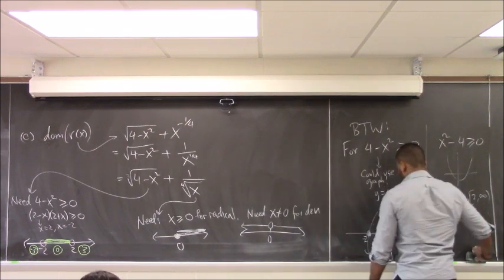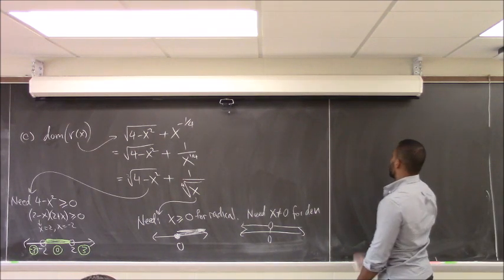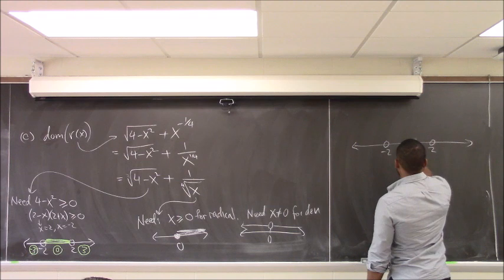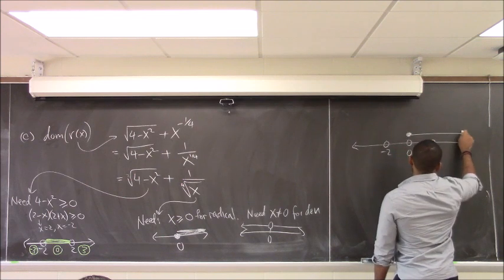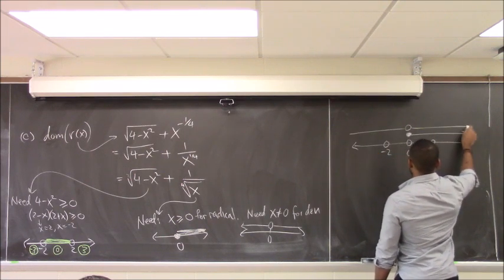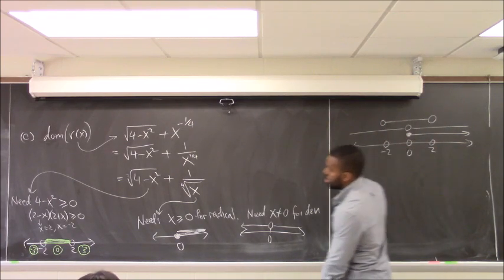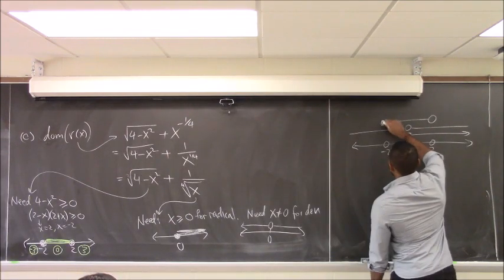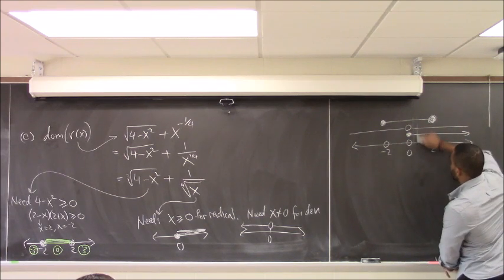So in other words, now you can just look at the overlap. Here, minus 2 to 2. We also have 0. We have one that can be 0 and bigger. We have one that can be anything except 0. We also have one that has to be between minus 2 and 2. And include it, right? Because it can be equal to. Look for the overlap of all of them. It's going to happen here.